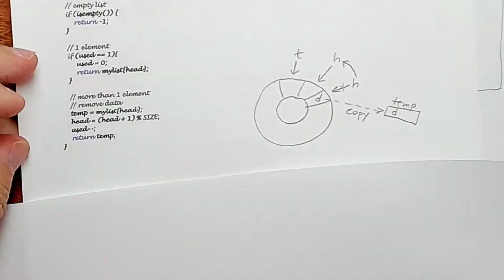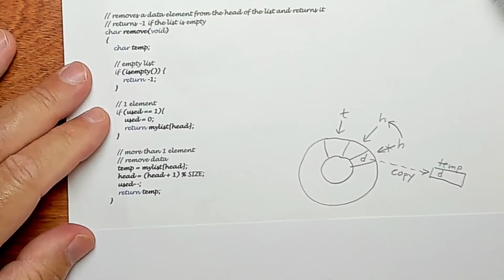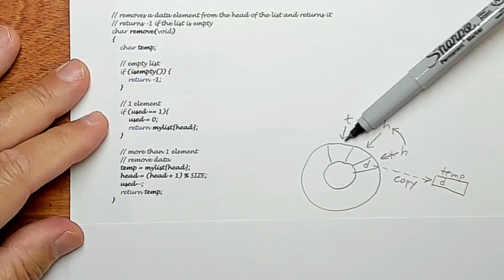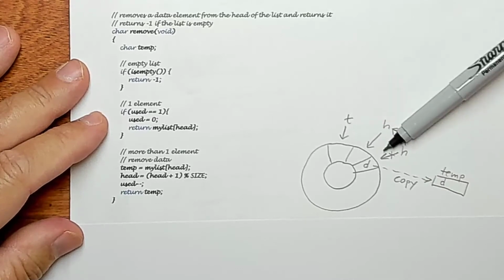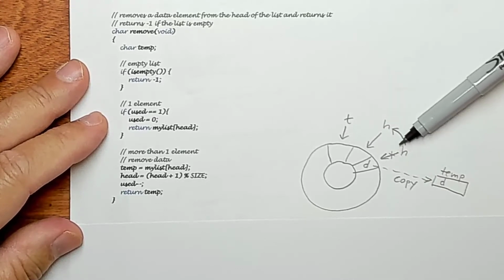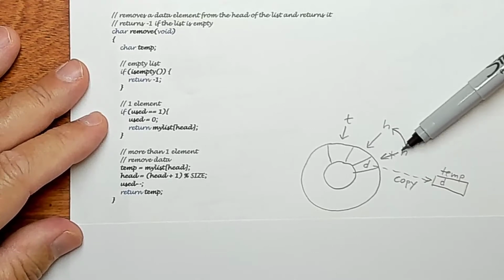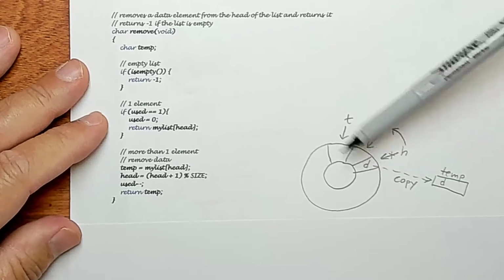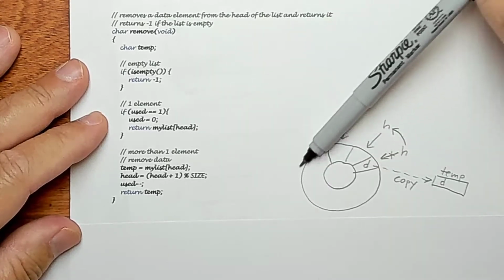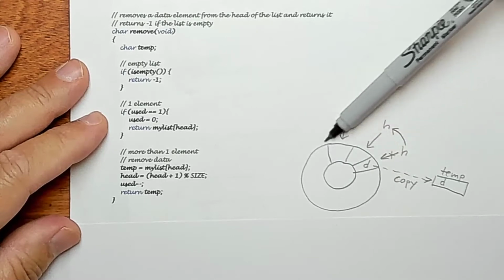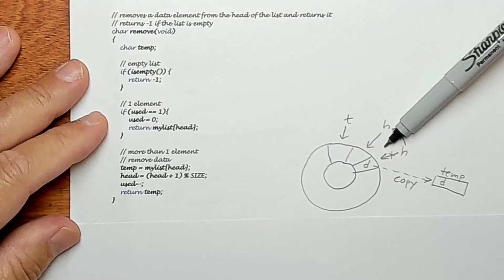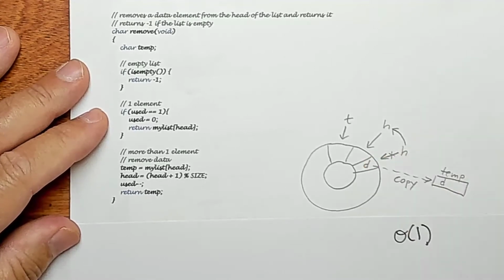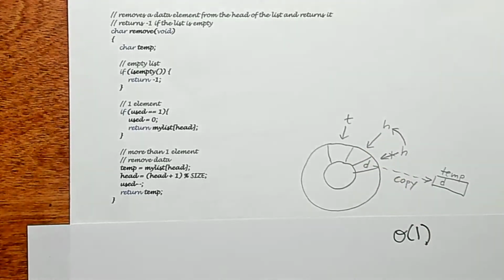What's the time complexity of remove? How long does this take related to N, N being the number of elements in the array? If N were really big, would it take longer than if N were really small? No, because it's going to the head, doing a couple of checks, and then leaving. It doesn't matter if there were 1,000,000 items or 10 items. It's only looking at the head. So remove is big O of 1, because it just comes in here, does a couple things, and then leaves.